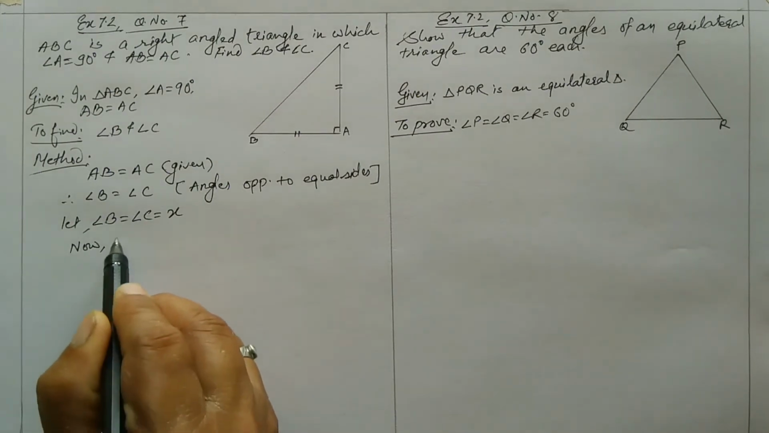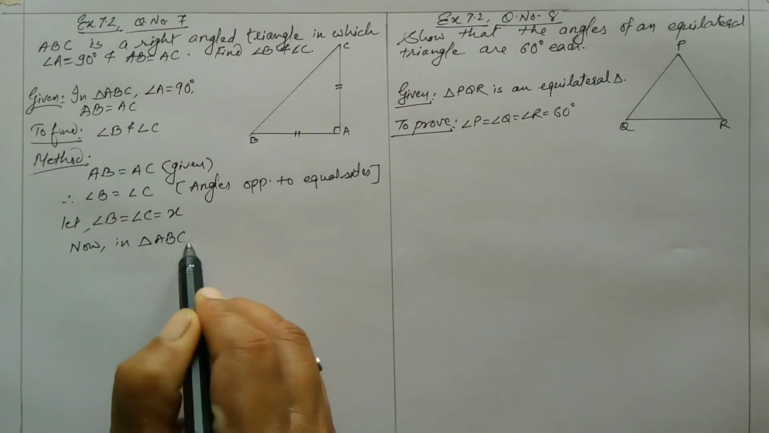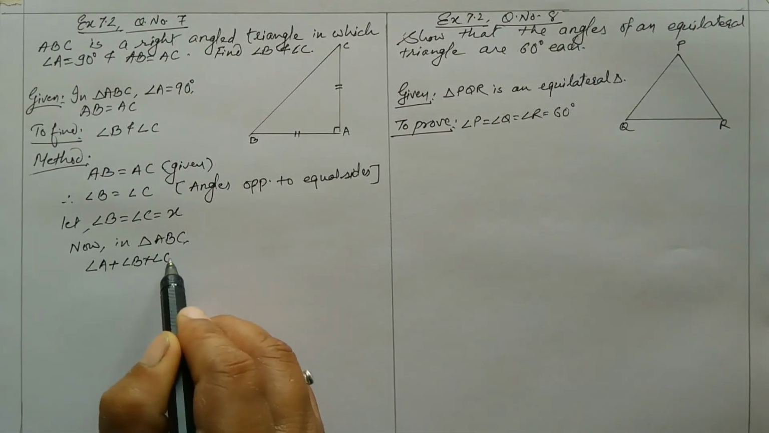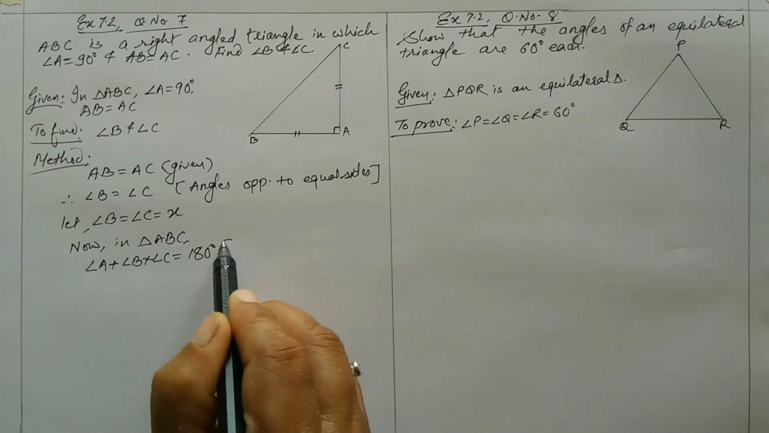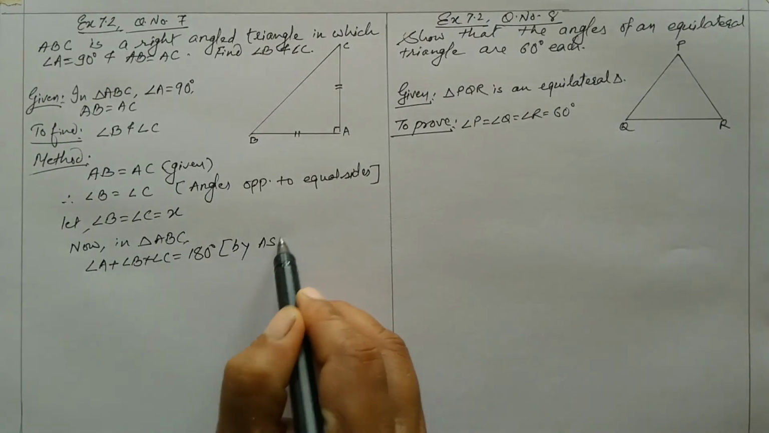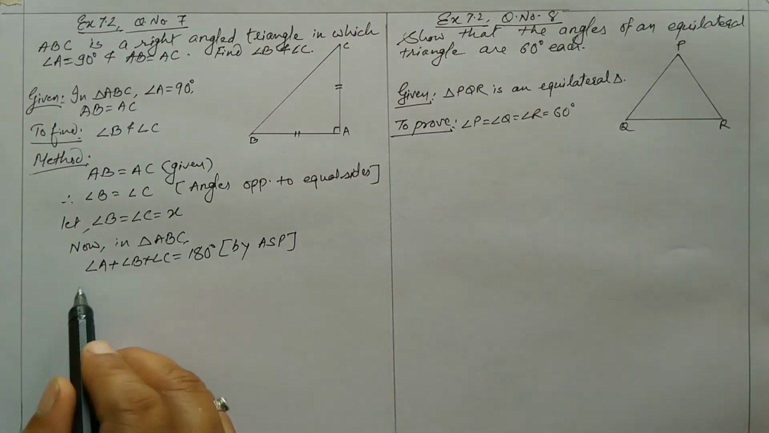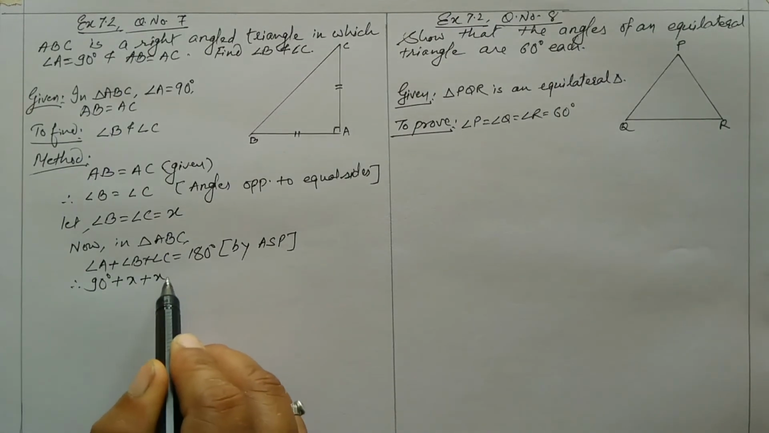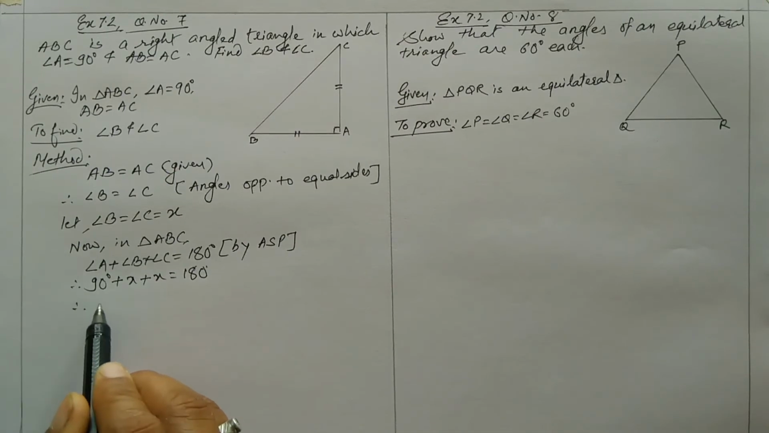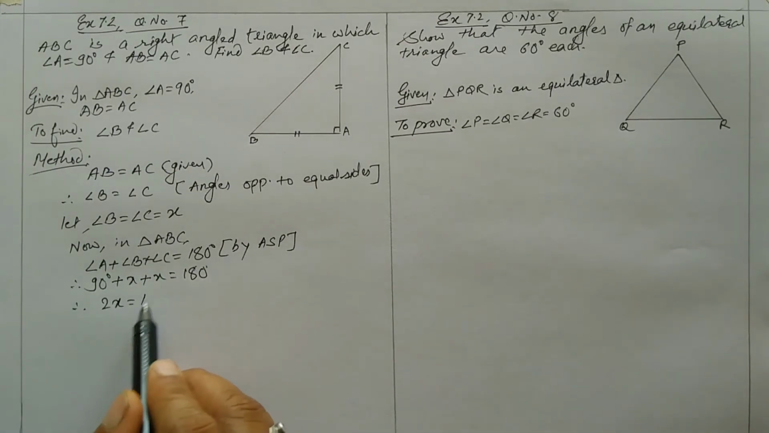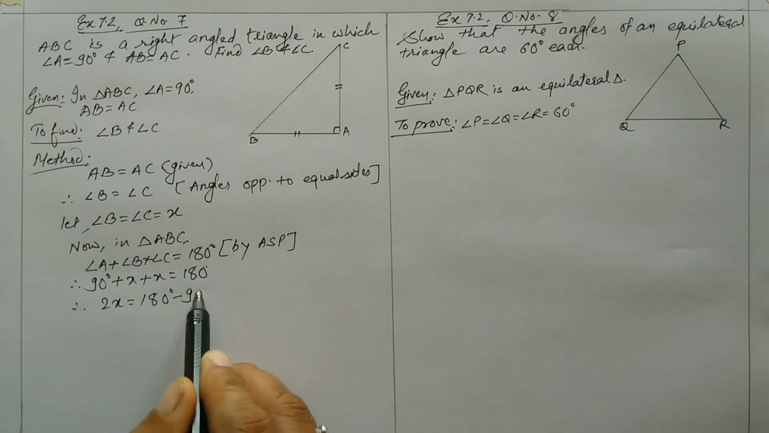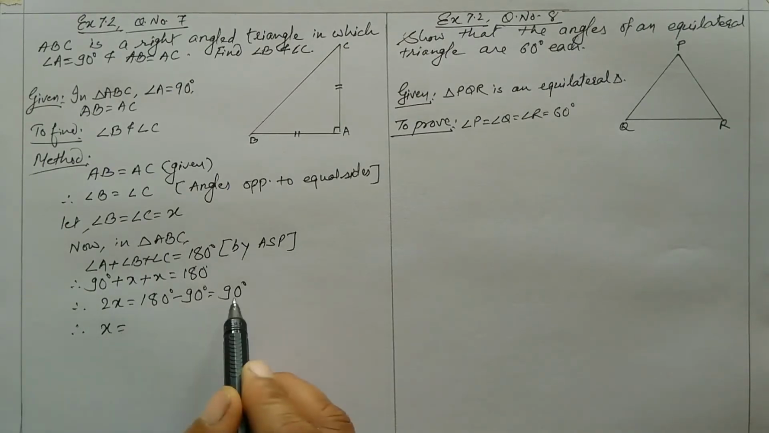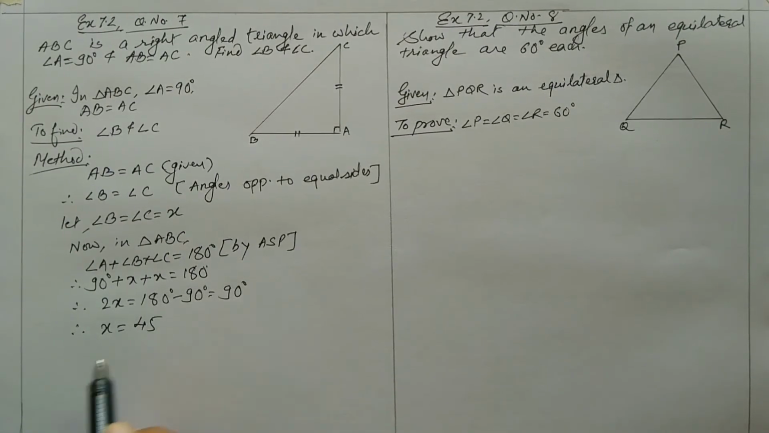Now in triangle ABC, angle A plus B plus C is equal to 180 degrees. Reason, by angle sum property of a triangle. And measure of angle A is 90 degrees. B and C we have assumed X is equal to 180. Therefore 2x, 90 degrees will go that side, so 180 degrees minus 90 degrees, that is 90 degrees. Therefore 2x is equal to 90, so x is equal to 45.